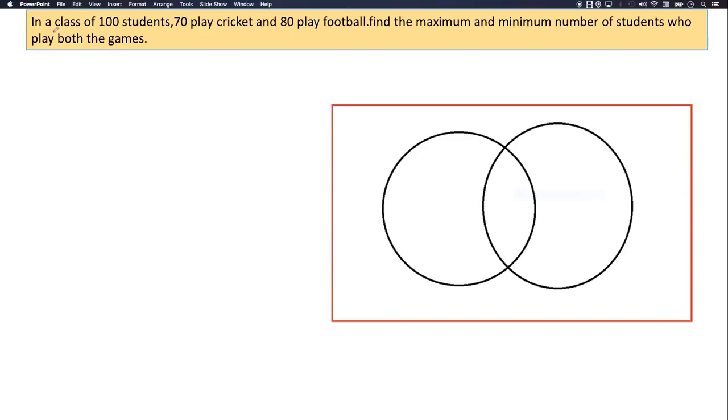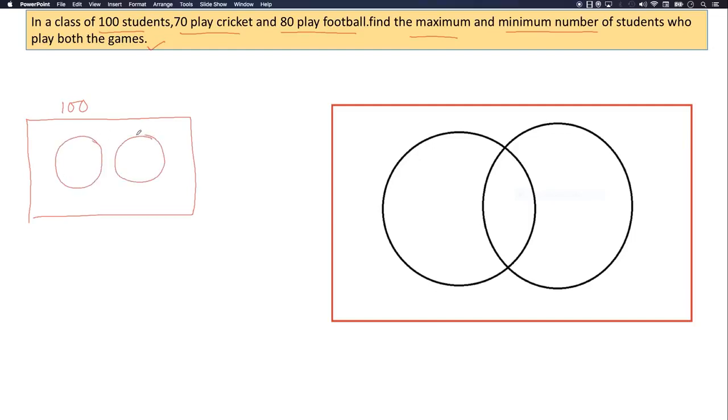So let's read. In a class of 100 students, 70 play cricket, 80 play football. Find the maximum and minimum number of students who play both the games. Very simple. So let's make a universal set of a class of 100 students, and assume that the students who play cricket, which is 70, and those who play football, which is 80, have no intersection. Can this scenario be possible?